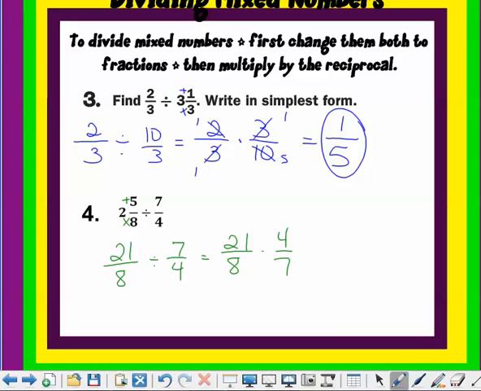Common factors between numerator and denominator, I see a factor of 7 between 7 and 21, and a common factor of 4 between 4 and 8. So that's going to leave me with 3 times 1, which is 3, 2 times 1, and since I have an improper fraction, I'll make that a mixed number. 3 divided by 2, I get one group of 2, and I have 1/2 of the next group left over.